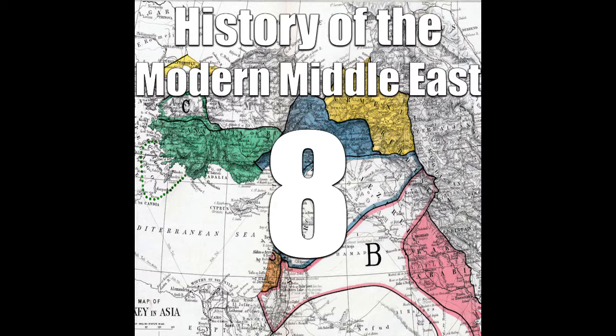From there, we backtrack again to cover Romania. Before Romania was Romania, it was three pieces: Transylvania, which was part of the Habsburg Empire, and Moldavia and Wallachia, two principalities within the Ottoman Empire. For the purposes of this narrative, we are going to focus on the latter two.